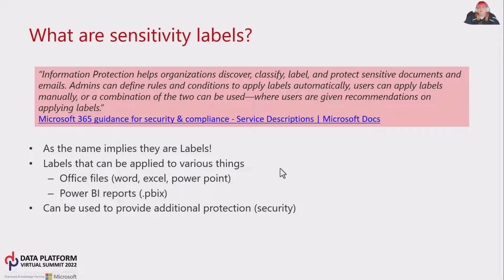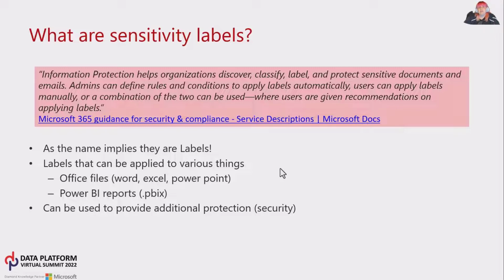Sensitivity labels are just that, they're a label. They're something that you can use to classify data assets. So if you think about it in terms of information management, you might label Word documents already or emails. You might say this is a confidential document, this is a public document, or this is commercial sensitive. Those sorts of classifications are often termed labels.